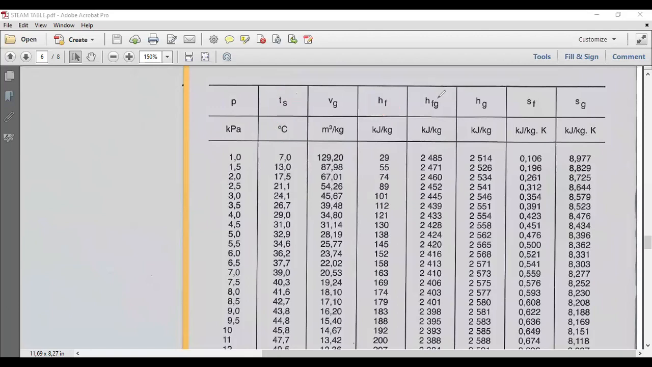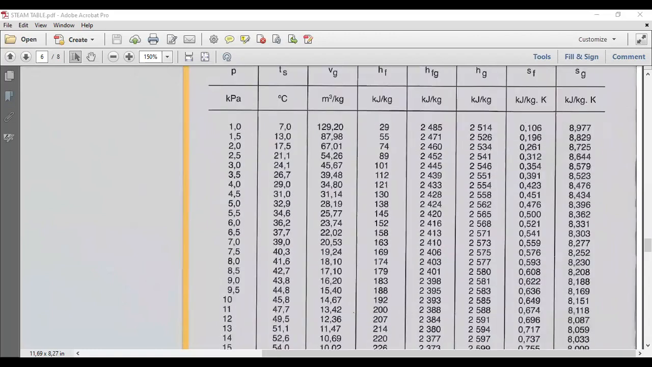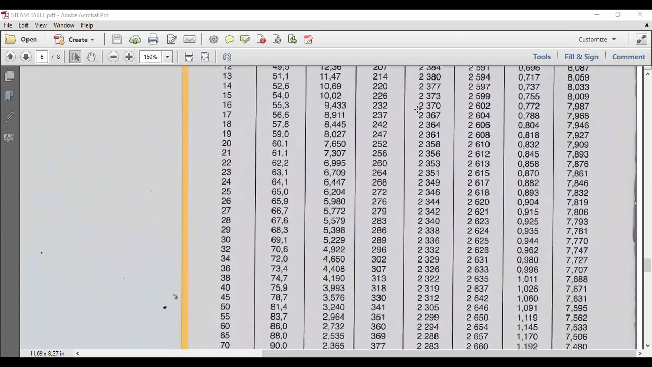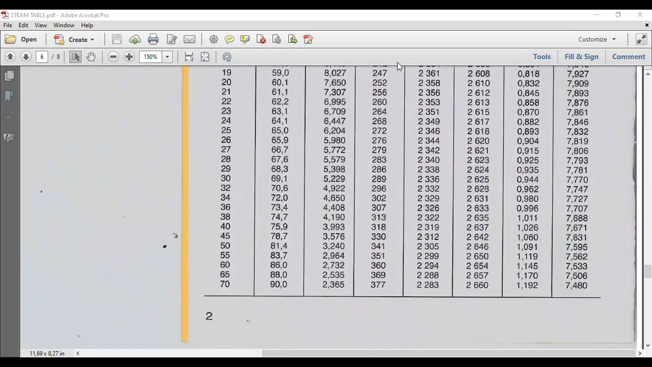So let us go down under HF. Remember, this is HF, the fourth column: 1, 2, 3, 4. So if you check under the fourth column, this is where we have got 377 under HF. And this is the column for temperature TS. So what is the corresponding temperature there? It is 70 degrees Celsius in this case.